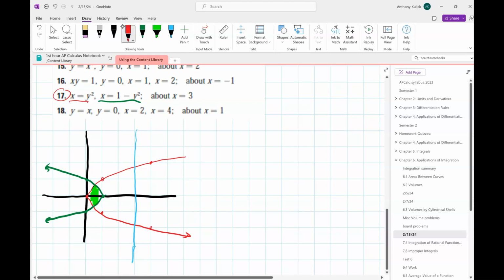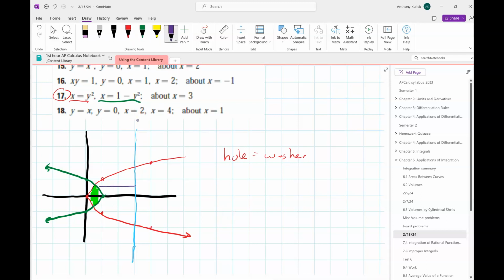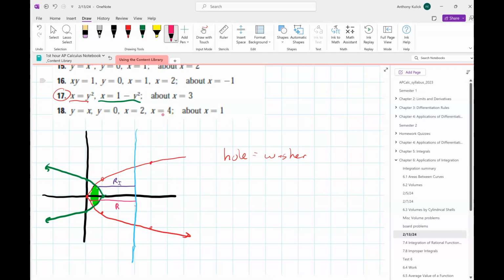All right. Is this thing convex, concave, or got a hole? It definitely has a hole, guys. Look, there's a gap between the shaded region and the axis of rotation. Definitely has a hole. Everybody agree? Now, which way should we be slicing? Horizontally, right? Which means we're integrating with respect to y. So that's going to be my r inner, and that would be my r outer. Everybody feel okay there?